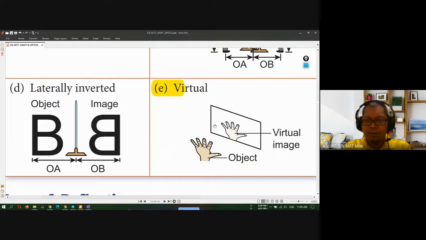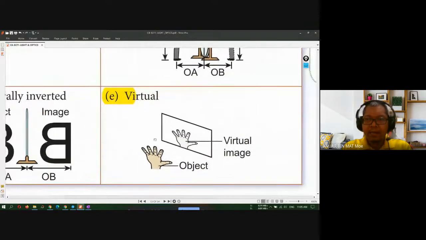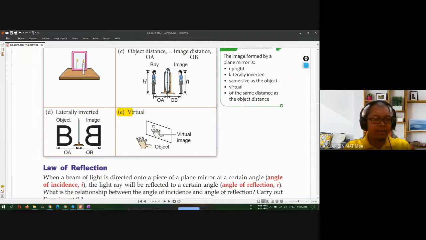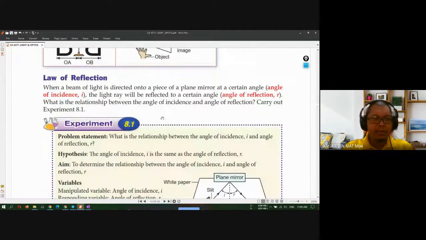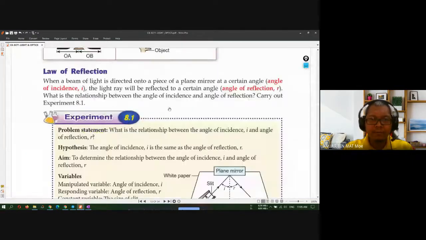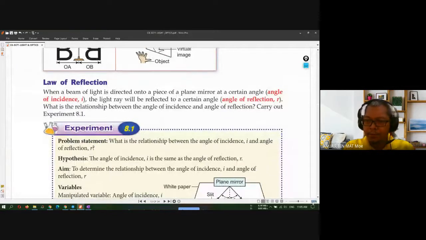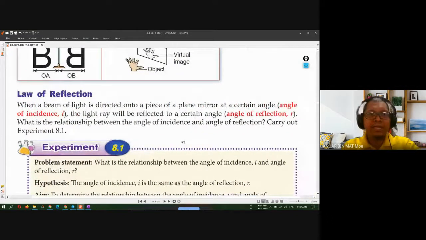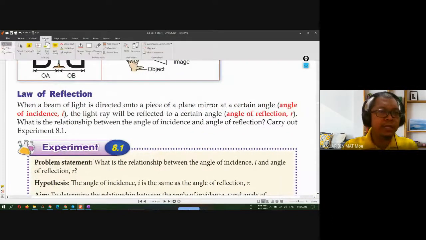So we continue. The last characteristic of image formed on the plane mirror is virtual. Not real image, virtual image. That's all. Next one, the law of reflection. Okay, the law of reflection, you must understand the terms we use first here.